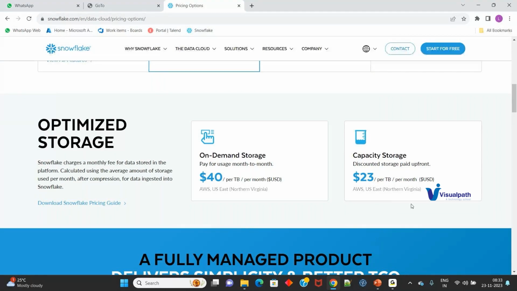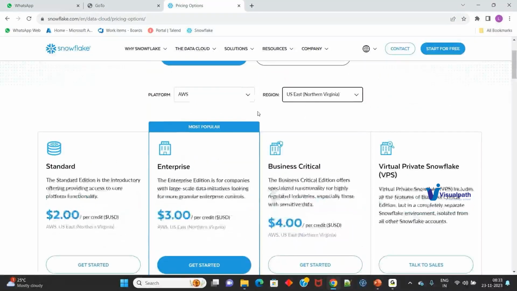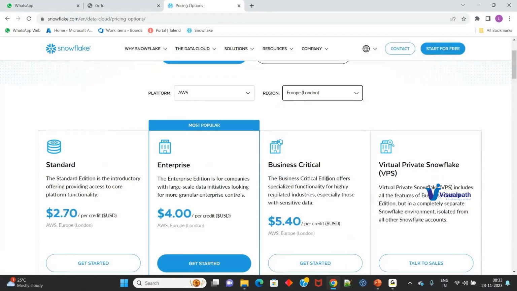And capacity storage is a different one. Let's say you encounter a situation where huge data is coming and processing will be done. At that time you can purchase upfront capacity storage also, which costs about $23 per TB per month. So this is for the AWS cloud, US East Northern Virginia. Let's say in the same AWS, if we go to some other region, like Europe, London, you can see the prices are differing.